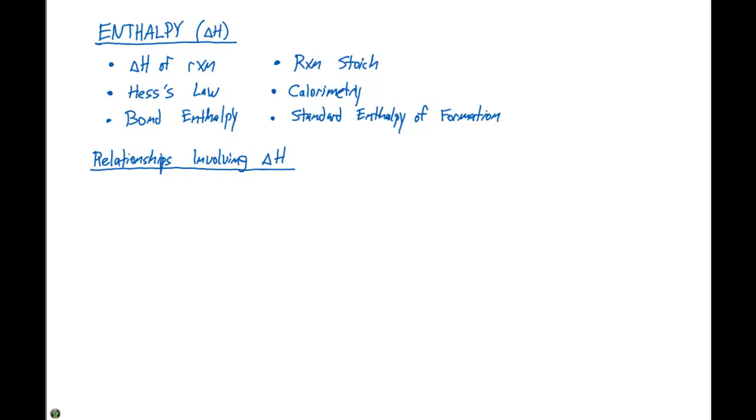The next section we'll investigate deals with enthalpy, which is abbreviated delta H. And there are 6 main things that we can use when we talk about relationships involving delta H. We can calculate the delta H of a reaction. With each of these chemical reactions, there's going to be reaction stoichiometry. So we can look at stoichiometry to determine the amounts of products and reactants and how much heat they're going to give off or absorb.